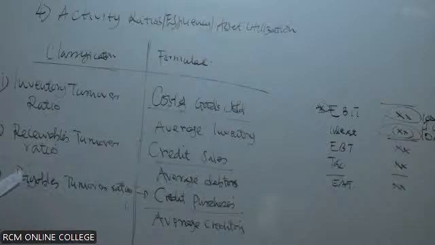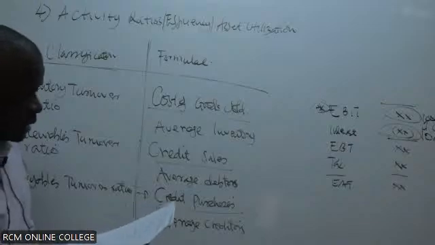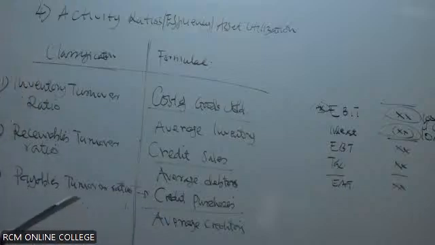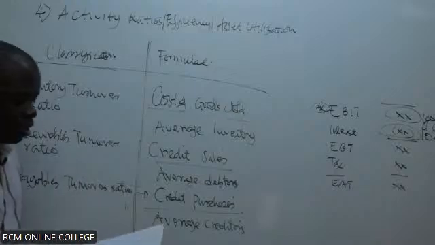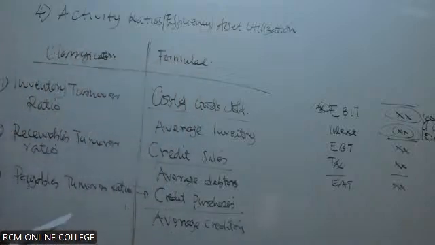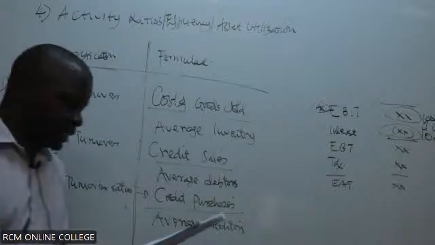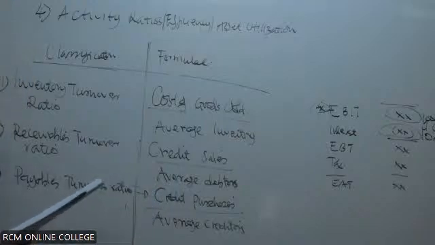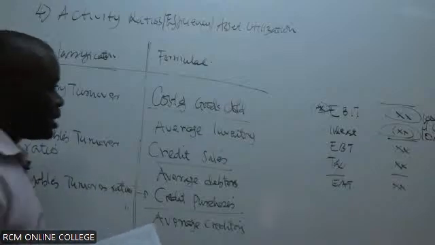So what does it indicate? It indicates the frequency of purchase of items on credit, or purchase of inventory on credit. It indicates the frequency of purchase of inventory on credit. Then from these three ratios, then you can just be able to continue.